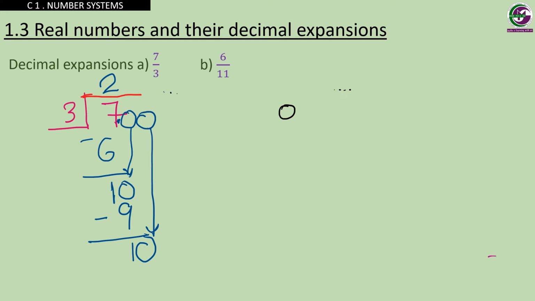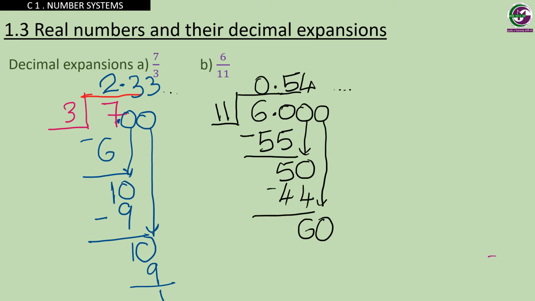How many 3s can you take from 10? Yes, 3 into 3 is 9. Now 10 minus 9 is 1 again. Again you can add a 0 and then take it down. So your number is 10 again. 3 into 3 is 9. Again the balance is 1. And it will continue forever.